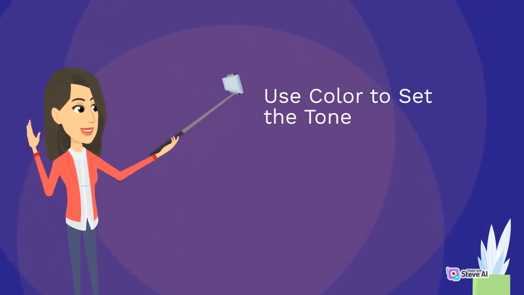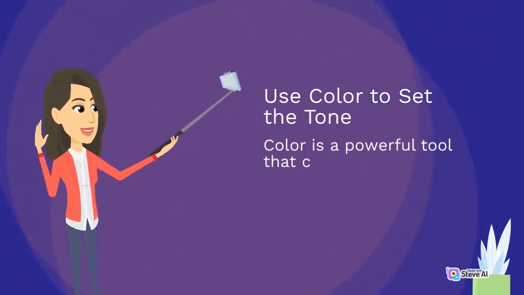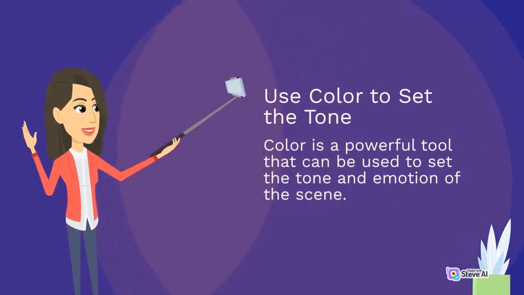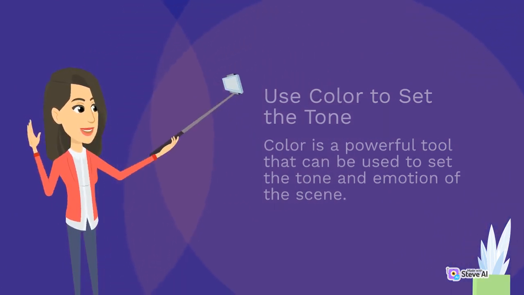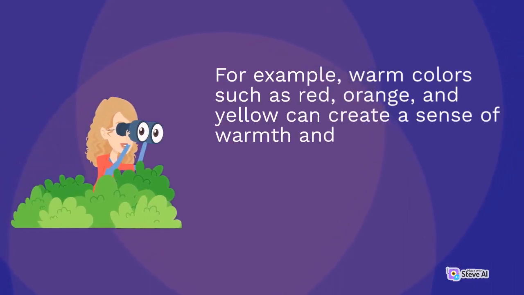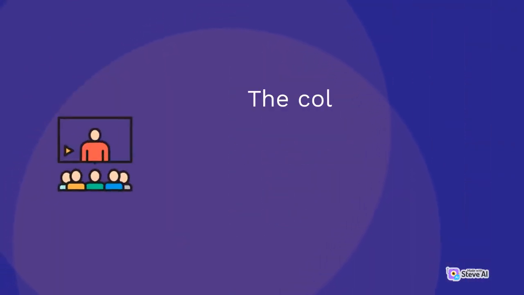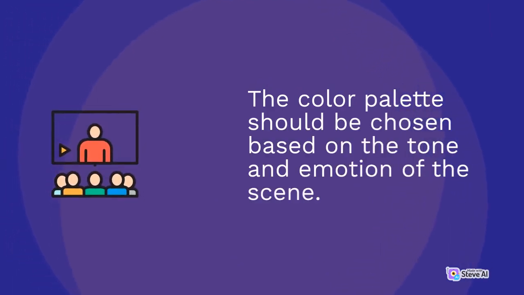Use color to set the tone. Color is a powerful tool that can be used to set the tone and emotion of the scene. For example, warm colors such as red, orange, and yellow can create a sense of warmth and intimacy, while cool colors such as blue, green, and purple can create a sense of detachment and melancholy. The color palette should be chosen based on the tone and emotion of the scene.